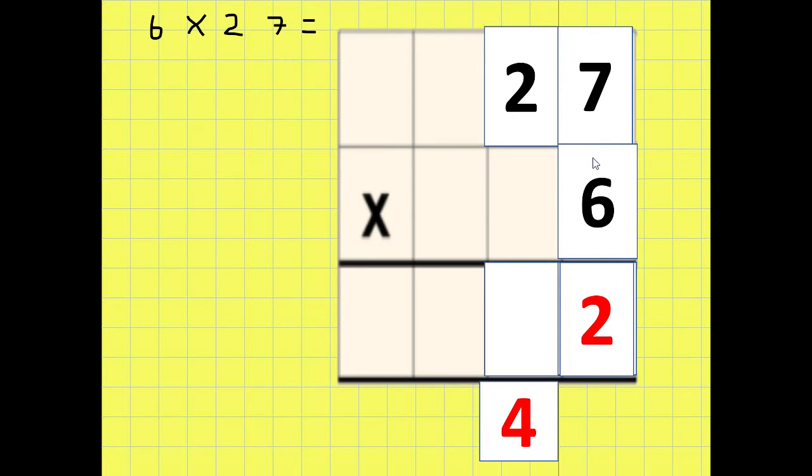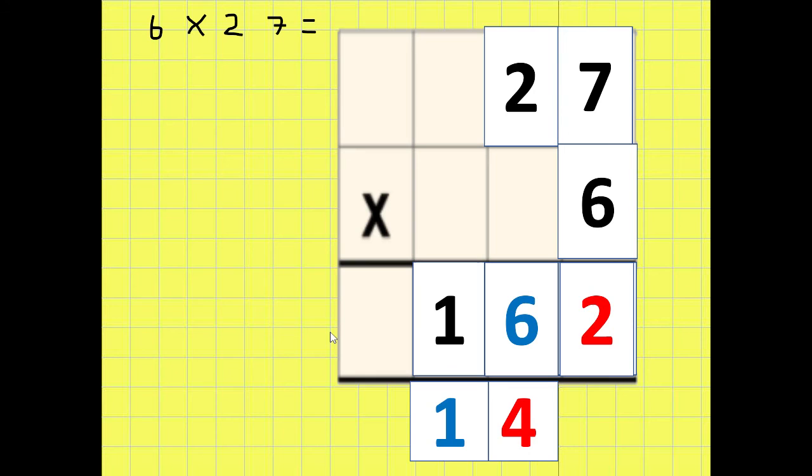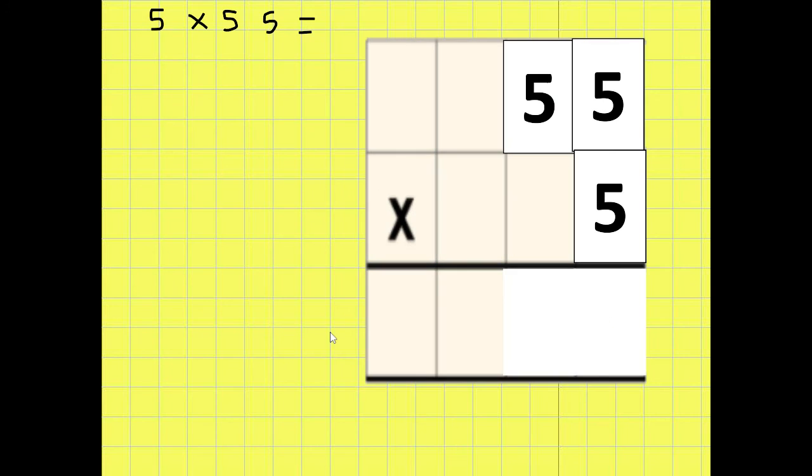Okay, then I'm doing 6 times 2, which gives me 12, but I've got to remember to add the 4 as well. So the 6 goes there and the 1 goes across, so that's my total of 16. Then for my last column, I've got 0 and 0, add the 1 underneath. So 162. Okay, try this one then.